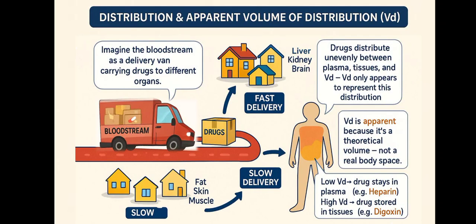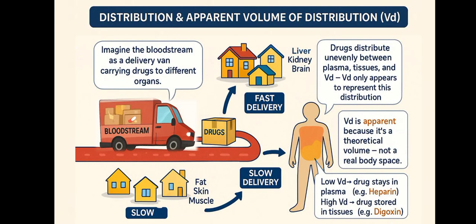Some drugs show a low VD, smaller than total body water, meaning they remain mostly in plasma, example heparin, warfarin, while others have an extremely large VD, even over 100 liters, indicating that they are highly tissue-bound and only small amounts stay in plasma, example chloroquine, digoxin. Thus, it is called apparent because it does not represent an actual physical volume but a mathematical reflection of how widely a drug appears to be distributed.